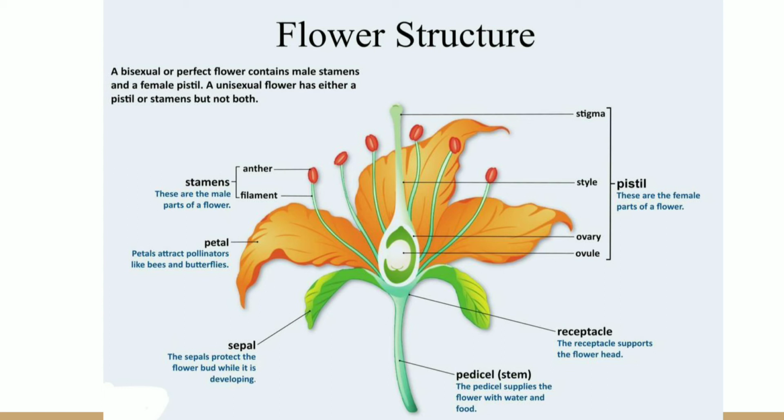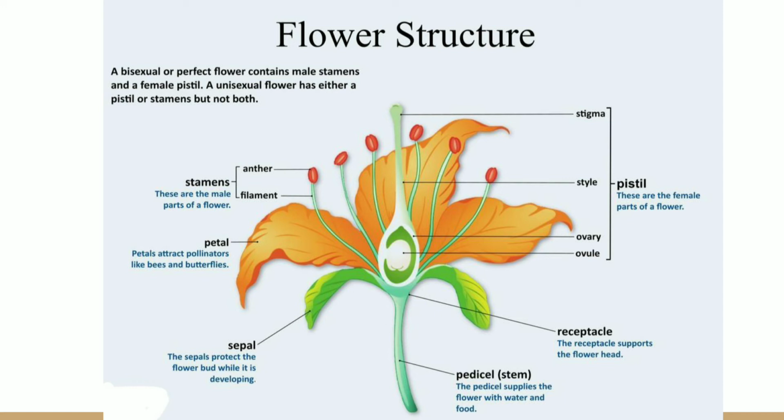Androecium consists of stamens. There may be a single stamen in a flower, or there may be more than one stamen present in the flower. Stamen further consists of anther and filament, and in between anther and filament, a connective is present. The function of the stamen is that they are the male parts of a flower which will make the male gametes. Anther is the structure where the pollen grains are produced.